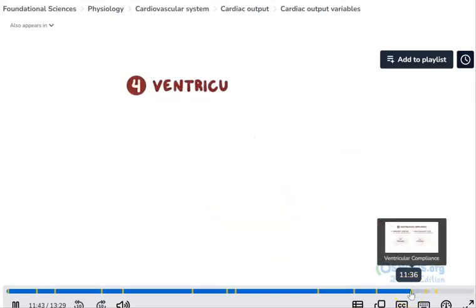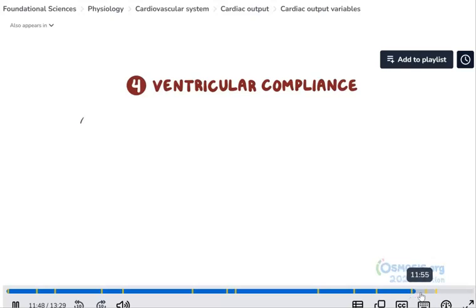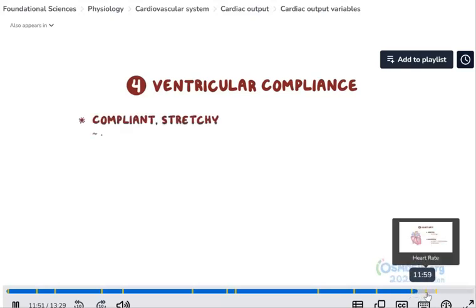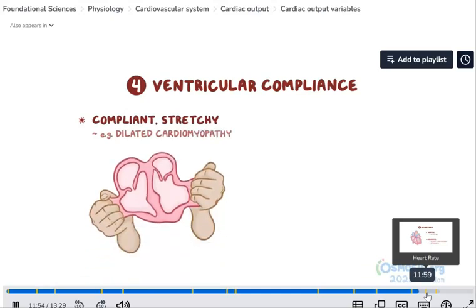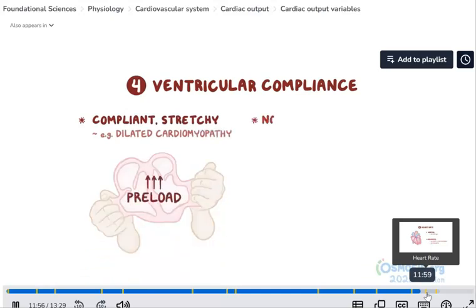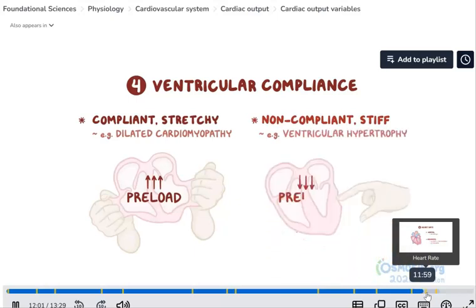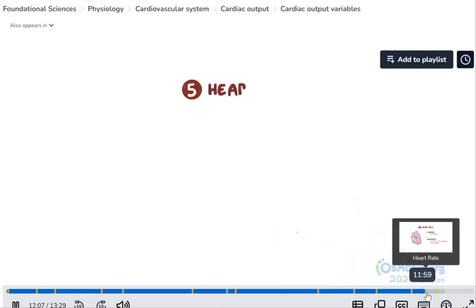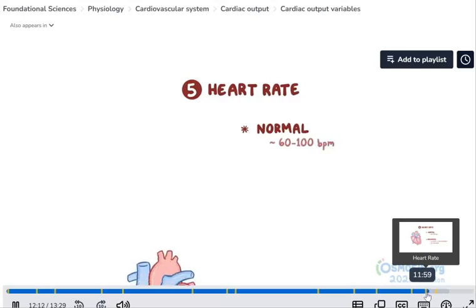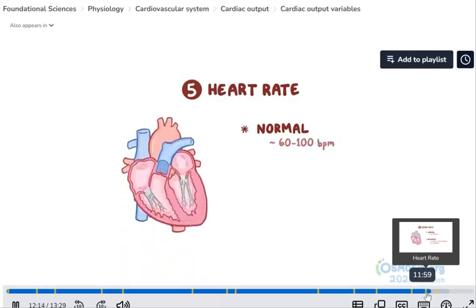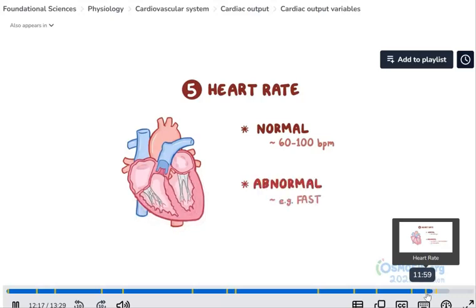Next factor is ventricular compliance, which is, simply said, the flexibility of the ventricles. Compliant, stretchy ventricles, such as seen in dilated cardiomyopathy, increase preload, while non-compliant stiff ventricles, such as seen in ventricular hypertrophy, decrease preload. And finally, there's heart rate. Normal heart rate, 60 to 100 beats per minute, allows adequate time for ventricles to fill, while abnormal heart rates, such as fast heart rhythm or tachycardia, reduce the filling time, eventually decreasing preload.